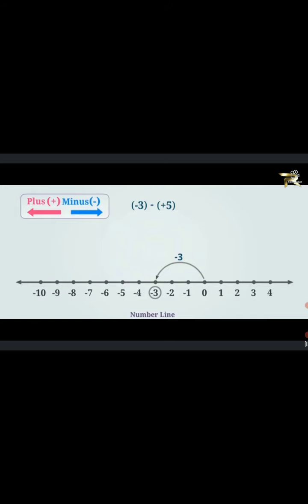In order to subtract, mark minus 3 on the number line, which is 3 steps towards the left of 0. Now since we need to subtract the positive integer plus 5, we move 5 steps towards the left side of minus 3, thus reaching minus 8. Similarly, if we have to find the value of minus 5 minus minus 3, mark minus 5 on the number line, which is 5 steps towards the left of 0. Since we need to subtract the negative integer minus 3, we move 3 steps towards the right side of minus 5. Thus, we reach minus 2, which is the result of minus 5 minus minus 3.